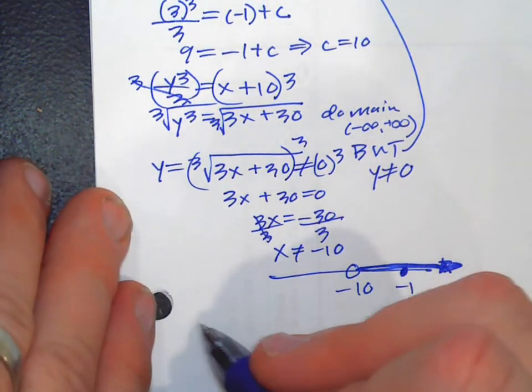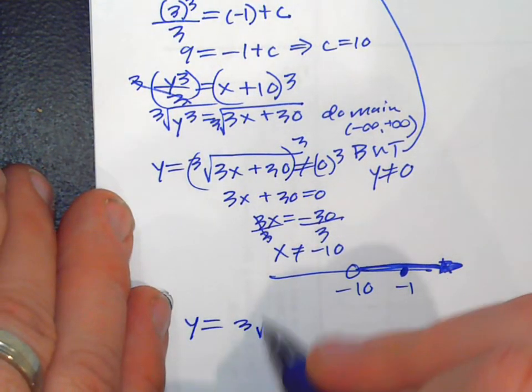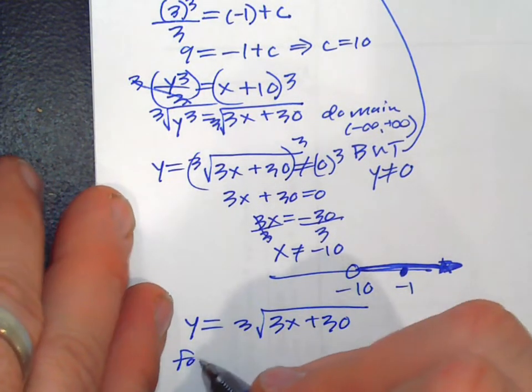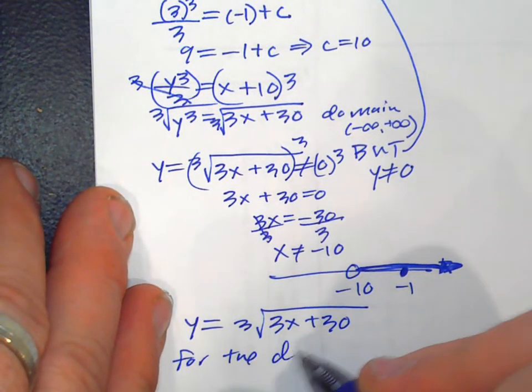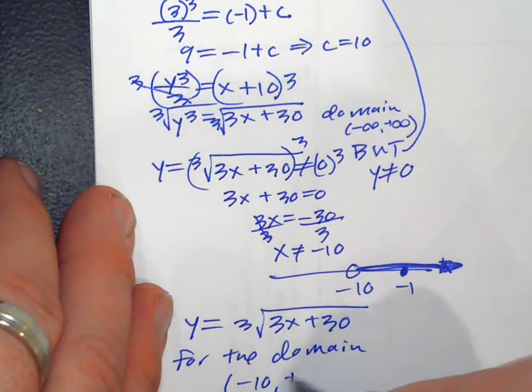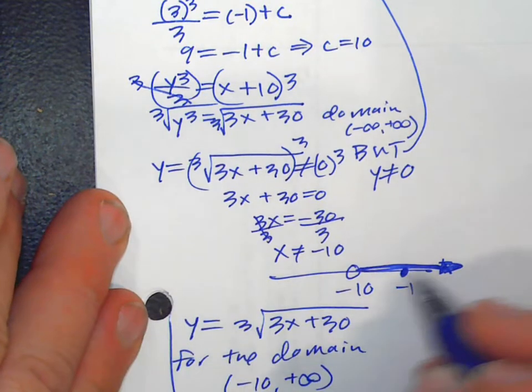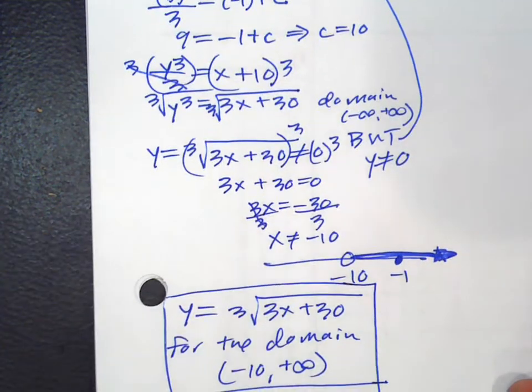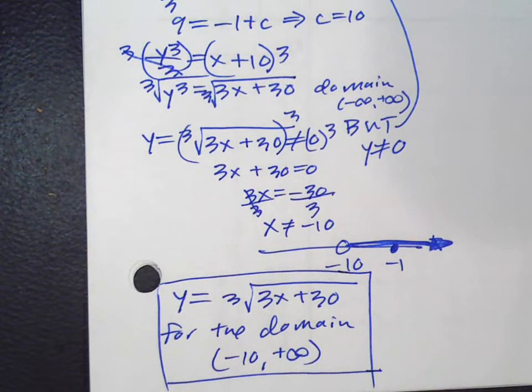So the answer is y equals the cube root of 3x plus 30 for the domain negative 10 to positive infinity. This negative 1, don't break it up. That's not one of your boundaries. That's just helping identify where your domain is. Okay. Keep it going.